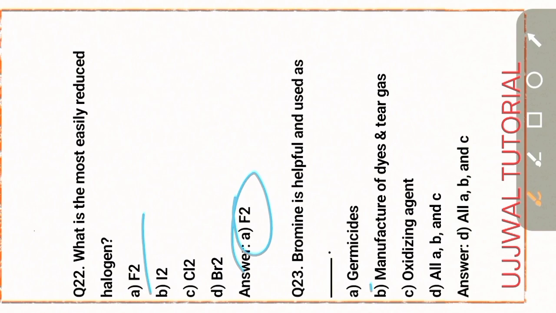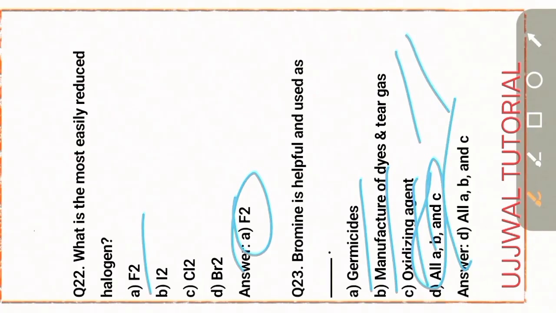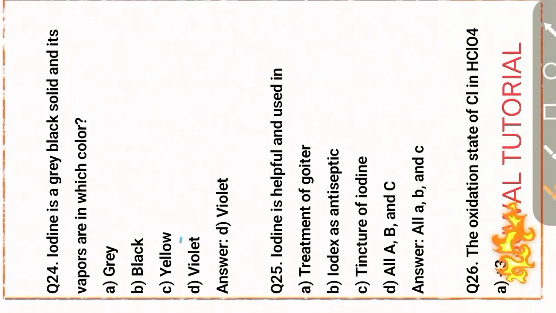Next question, question number 23. Bromine is useful, that is helpful and used as which of the following? Option D is the right answer: manufacture of dyes, tear gas, and oxidizing agent. Okay, option D is the right answer.